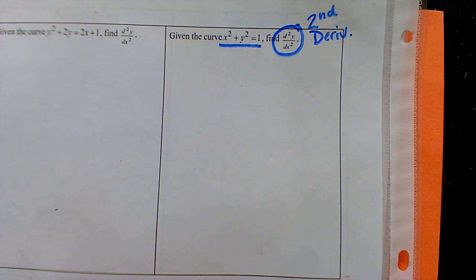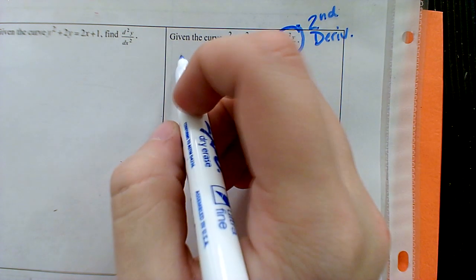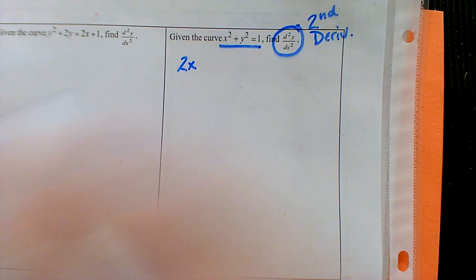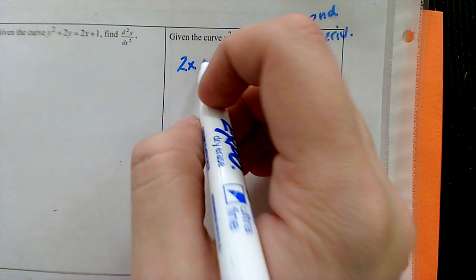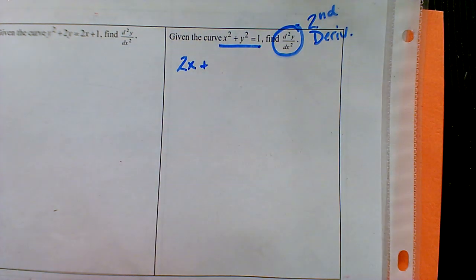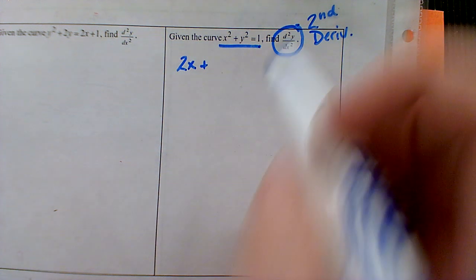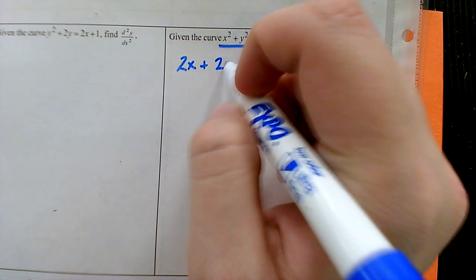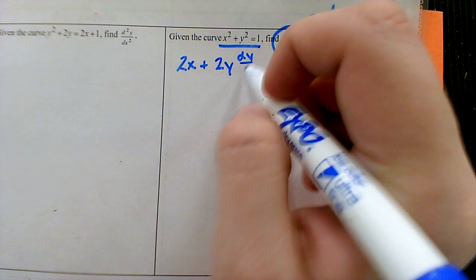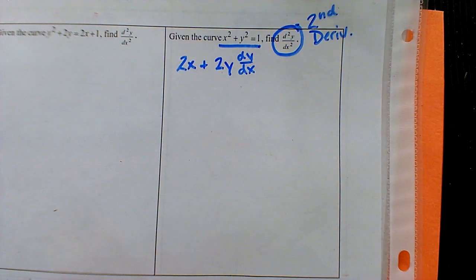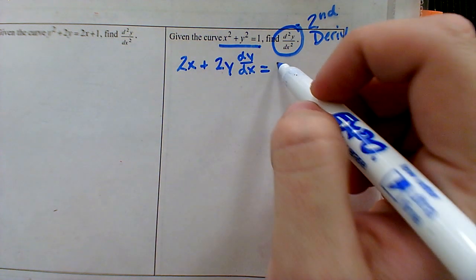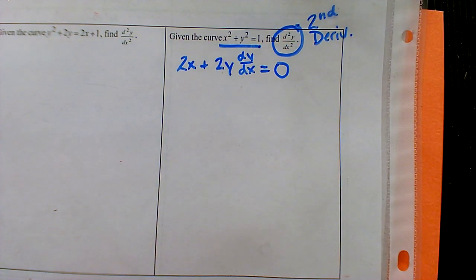So working our way left to right, the derivative of x squared we know is 2x. Then we have to add the derivative of y squared, which would be 2y dy over dx, good, equals 0, good. Okay, don't write 1, you need the derivative of 1.